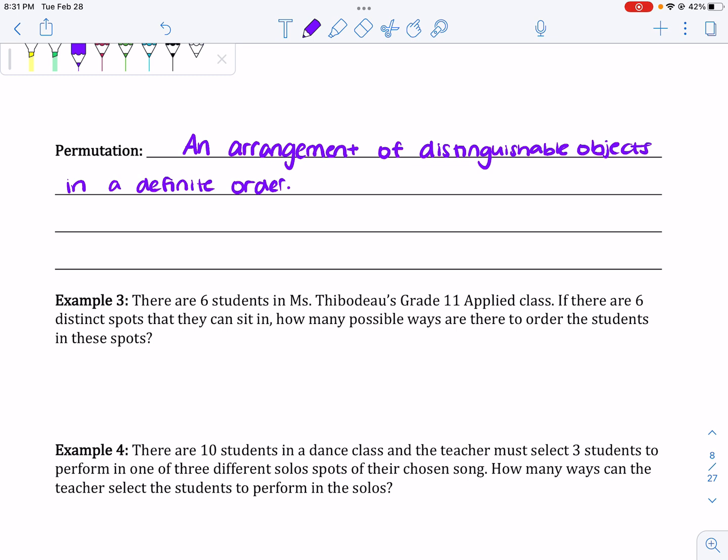So when we arrange things, we are placing them in order. What is coming first in that order? What is coming second in that order? What is coming third in that order? So that's what the arrangement implies, and the fact that it is in a specific order.